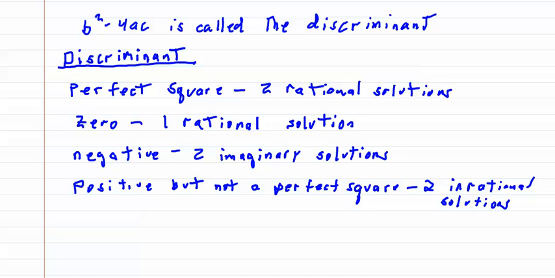So, if it's a perfect square, we have two rational solutions. If it's 0, we have one. If it's negative, we have two imaginary solutions, because you can't take the square root of a negative number. Otherwise, if it's not a perfect square, they're irrational.